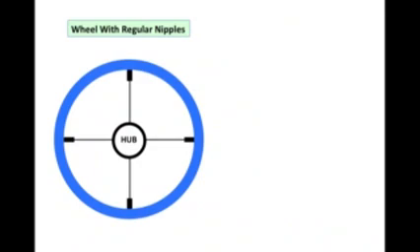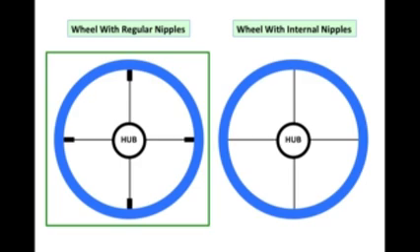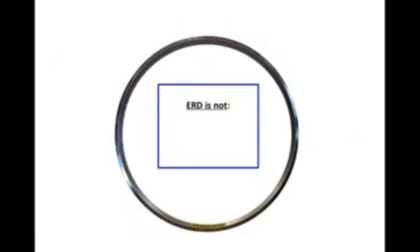One step in measuring spoke length is determining what's called the effective rim diameter. Let me show you how to do that for a couple different situations. We'll look at a wheel with regular nipples and then a wheel with internal nipples. Let's start with a wheel that has regular nipples.